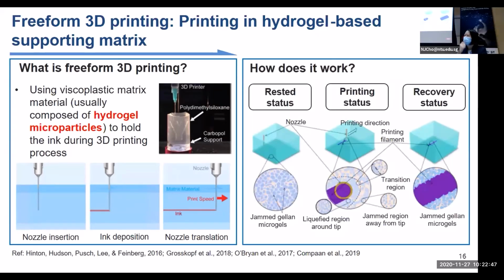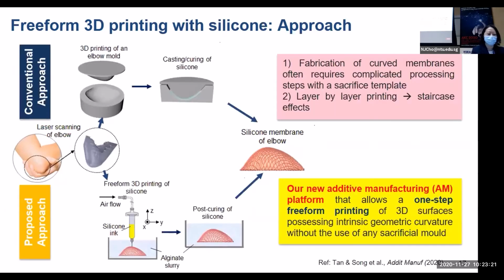Your supporting matrix is viscoplastic. At the beginning, without stress, it behaves like a solid. But when you make the printing nozzle move, strain is induced, and depending on the strain rate, the yield stress is achieved and your matrix becomes liquid. This allows the 3D printing nozzle to move within the matrix, so you can print the material without any interference from the matrix. So this is the strategy that we used.